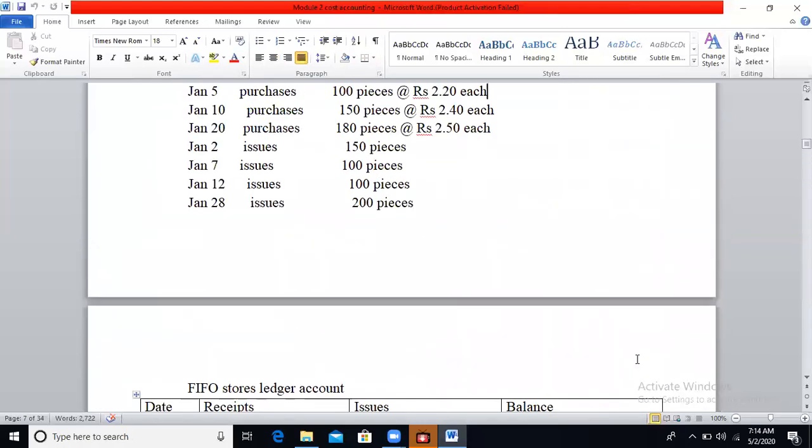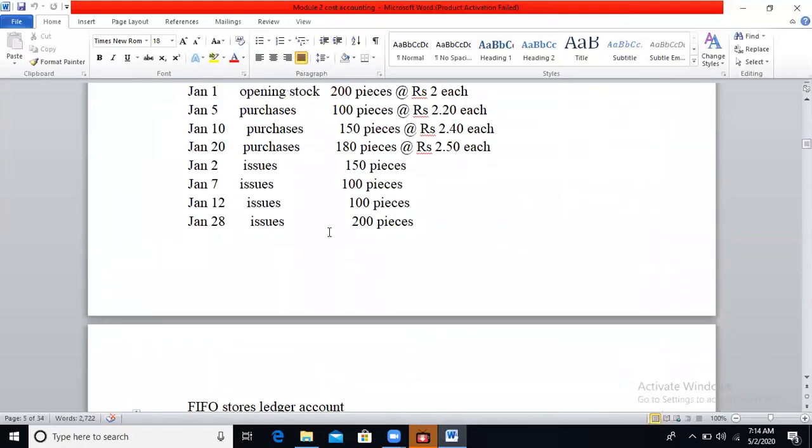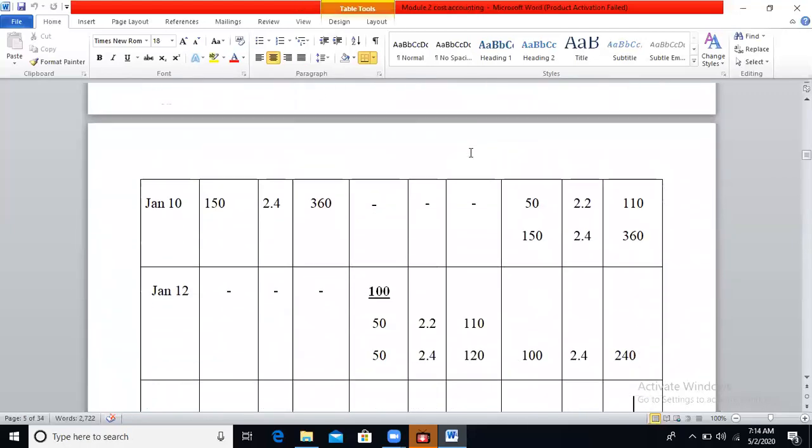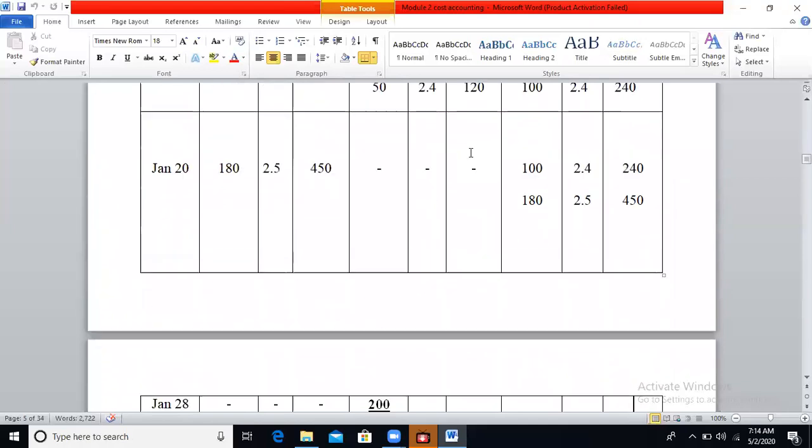The next transaction is January 20th. We are making the purchase of 180 pieces at rupees 2.5. Purchase means it should be recorded on the receipt side. So on the receipt side, we show January 20th, the purchase of 180 units. The price will be 2.5. If you multiply these two, 180 into 2.5, you will get the total value as 450.